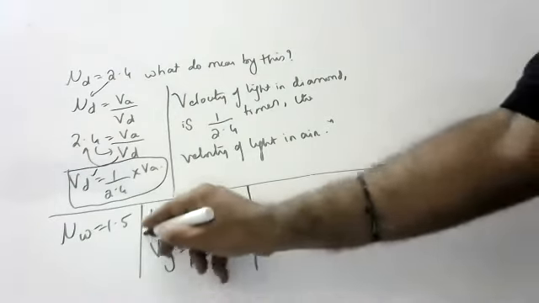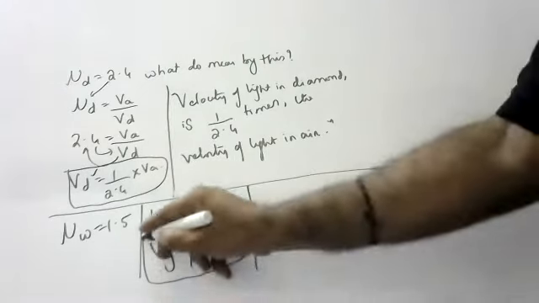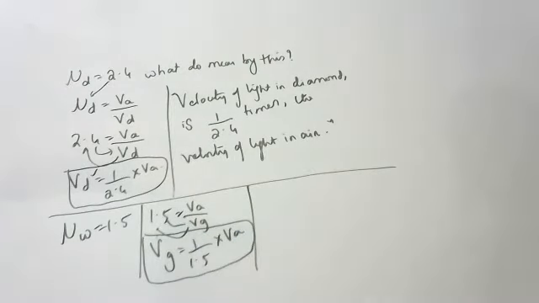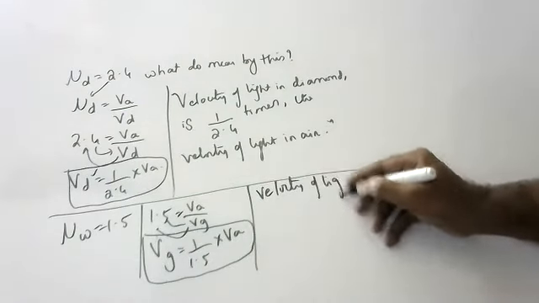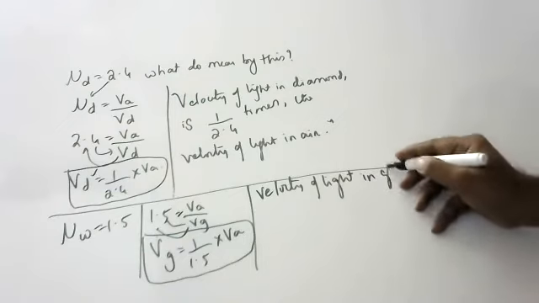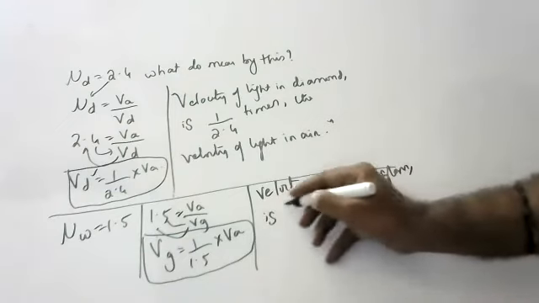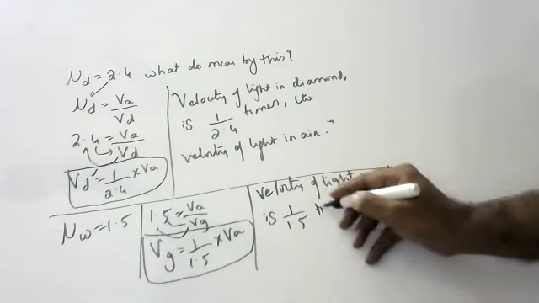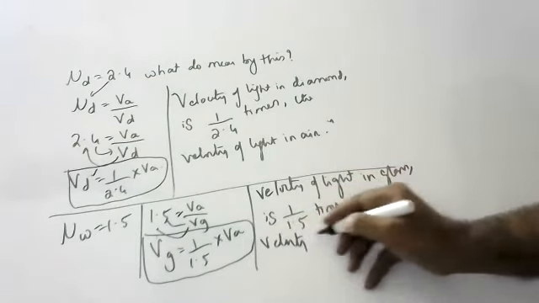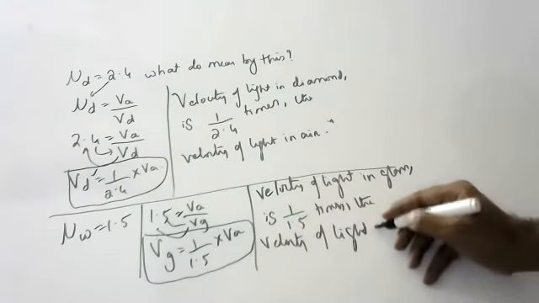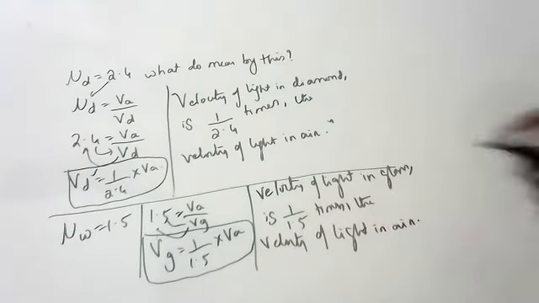Can anyone tell me the definition now? Velocity of light in glass is 1 by 1.5 times of velocity of light in air. Fantastic, very good, very nice. So velocity of light in glass, don't say velocity of glass. Velocity of light in glass is 1 by 1.5 times the velocity of light in air. Okay, please don't make such mistakes.